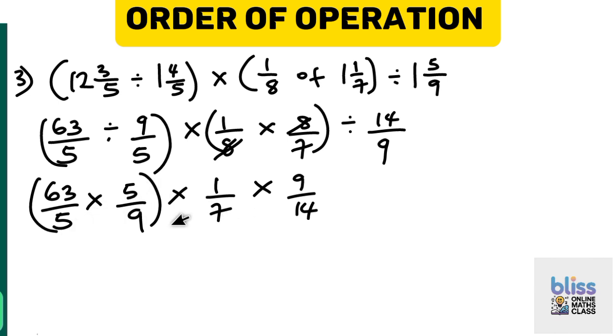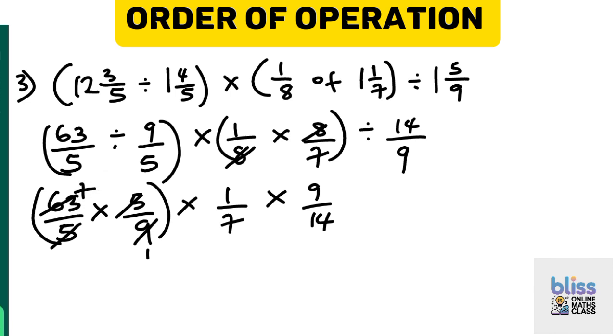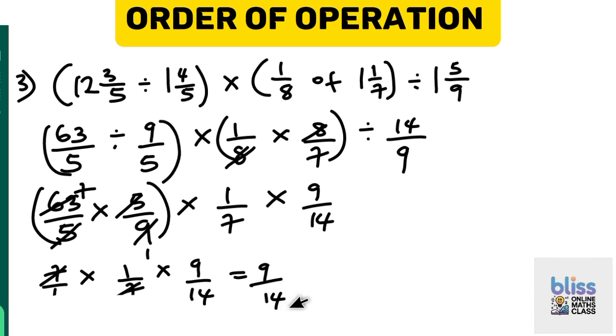So now looking at this one, we can see that 5 can cancel 5. And also, 9 divided by 9 is 1. 63 divided by 9 is 7. So what you have is 7 over 1 times 1 over 7 times 9 over 14. Here we can also cancel 7, cancel 7. So we have 1 times 9 equals 9. 1 times 14 equals 14. Therefore our answer is equal to 9 over 14.